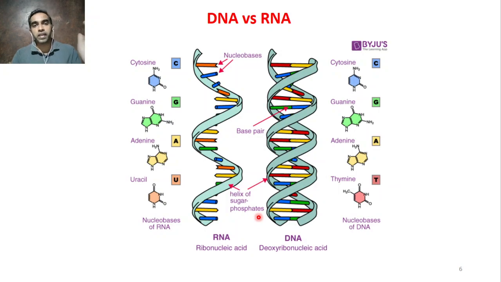There is a difference between DNA and RNA. You can see the base present in DNA is thymine, and that present in RNA is uracil. And the structure, as I already told you, is a double helix structure for DNA, but RNA is a single stranded structure.